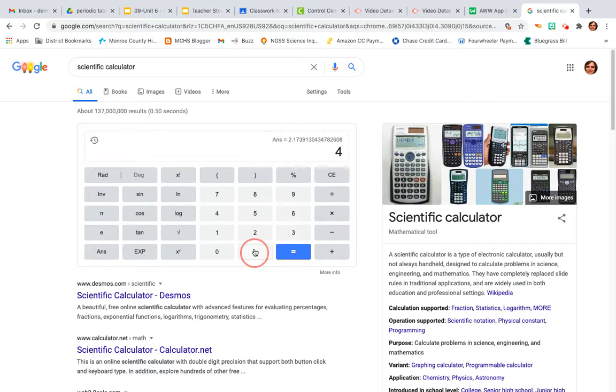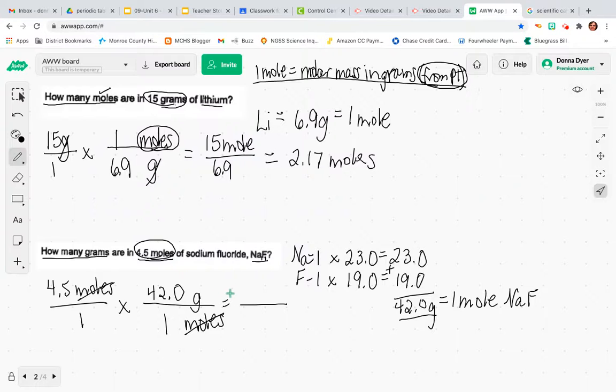So 4.5 times 42.0 equals 189. 189. And that is grams. On the bottom, we have 1 times 1. So our final answer here is 189 grams. And again, what that means is there are 189 grams of NaF in 4.5 moles of NaF.